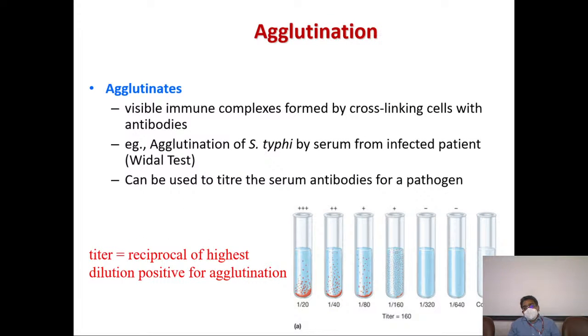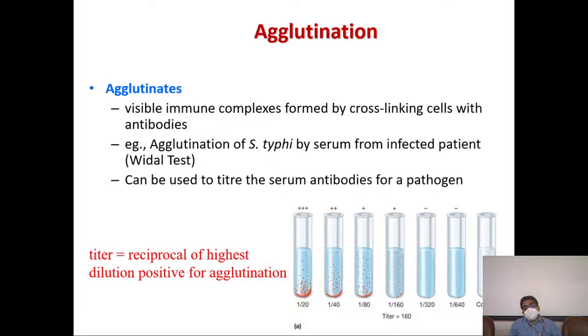Another example of agglutination is the tube agglutination. That was the slide, and another is the tube. This we commonly use for the Vidal test. The Vidal test is done for typhoid infection, where we detect the presence of antibodies and also get to know the titer. That is the visible immune complex formed by cross-linking cells with antibodies.